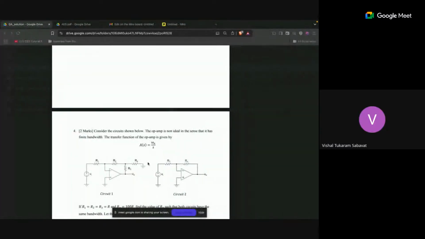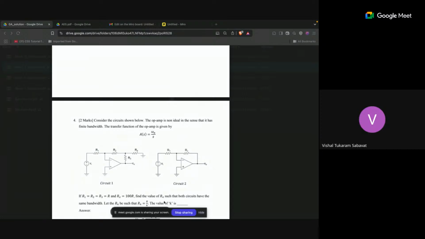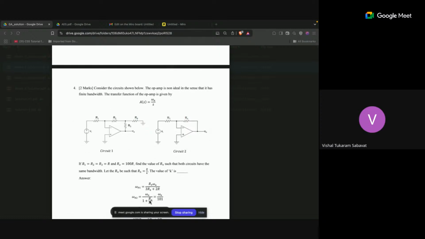This one, sir. So we have to find the value of k, and can you please solve this one? First, we have already solved questions 1, 2, 3. Similarly, but how are we supposed to find this? From this circuit, I got to know about that, but how did we calculate this part, omega b1, omega b2? That is what is making me go mad.